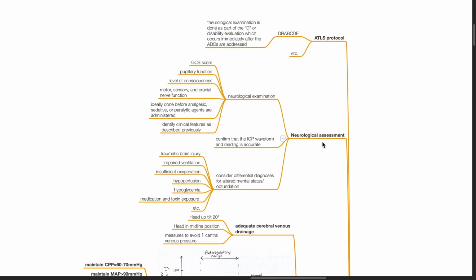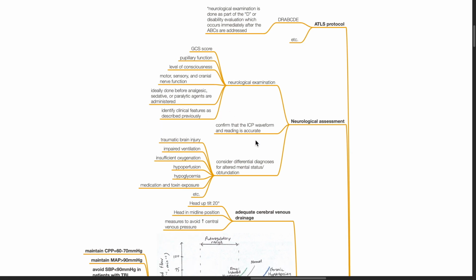Neurological assessment includes GCS score, pupillary function, level of consciousness, motor, sensory, and cranial nerve function. This is ideally done before analgesic, sedative, or paralytic agents are administered. Identify the clinical features as described previously. Confirm that the ICP waveform and reading is accurate if present. Consider differential diagnosis for altered mental status or obtundation, such as traumatic brain injury, impaired ventilation, insufficient oxygenation, hypoperfusion, hypoglycemia, medication and toxin overdose, etc.